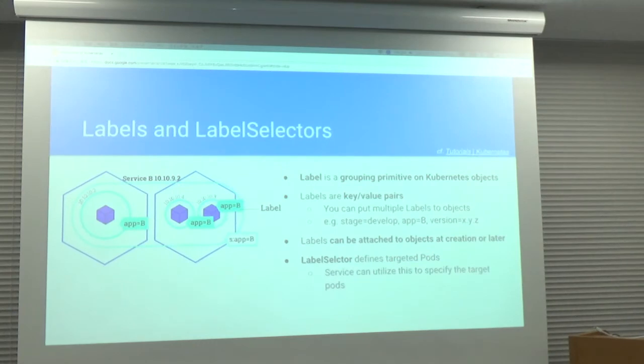So the next important concept is labels and label selectors. How does a service specify the target pods? Labels can be used there. A label is a grouping primitive on Kubernetes objects. Labels are key-value pairs. You can put multiple labels on objects, for example, the stage name, the application name, or its version.